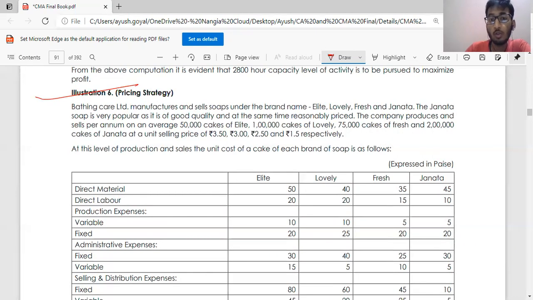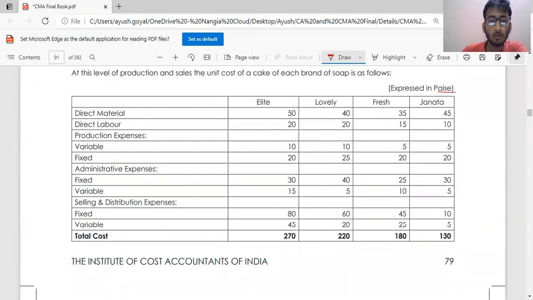Bathing Care Limited manufactures and sells soap under the brand names Elite, Lovely, Fresh, and Janta. Janta soap is very popular as it is of very good quality and at the same time reasonably priced. The company produces and sells per annum on average 50,000 cakes of Elite, 1 lakh of Lovely, 75,000 of Fresh, and 2 lakh cakes of Janta at unit selling prices of 3.50, 3, 2.50, and 1.50. Now, the cost is given to us in paisa. Direct material cost is 50 paisa, 40 paisa, 35 paisa, 45 paisa.